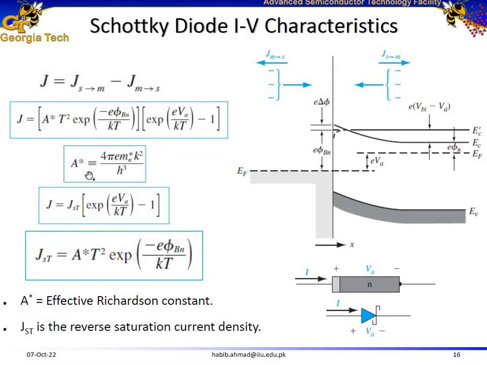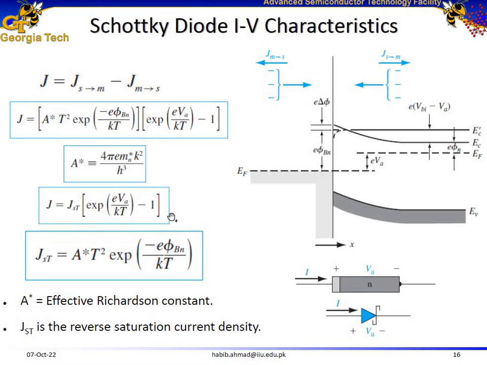And the effective Richardson constant can also be calculated using this relationship. h is Planck's constant, k is Boltzmann's constant, mn star is the effective mass of electrons inside the semiconductor material, e is the charge on the electron. So this part you can say is the reverse saturation current for the metal semiconductor junction. So you can replace it by JsT, this part over here, times e to the power of eVa divided by kT minus 1.